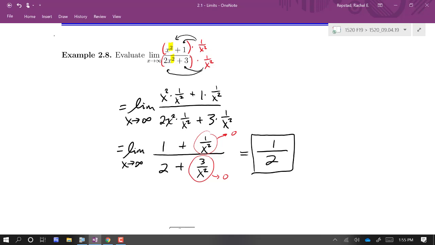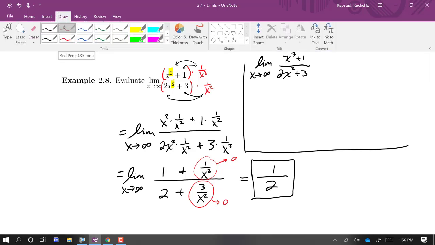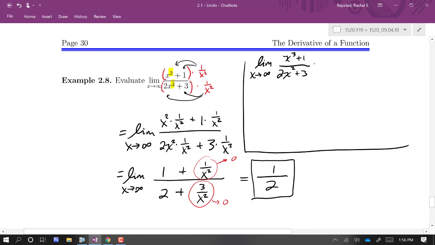Other questions? Yeah. Doesn't that also lead to shenanigans where you have the x cubed on the top and x squared on the bottom? Can it also what? Lead to shenanigans? Yeah. So let me just change this real quick. Limit as x approaches infinity. You said what if we had an x cubed on the top? And then I'm just going to leave the bottom as is. So the highest power that appears is x cubed, so I could multiply top and bottom by 1 over x cubed.